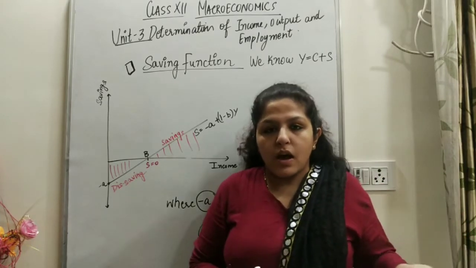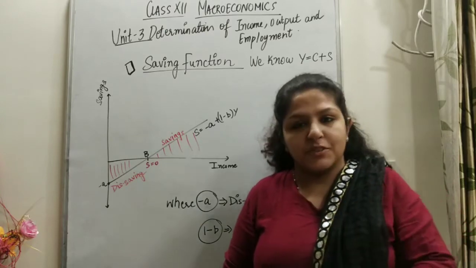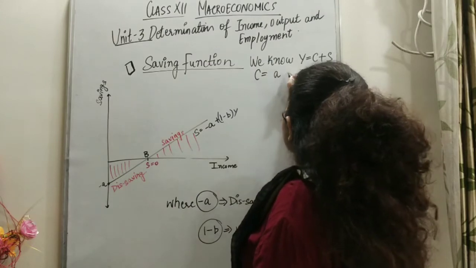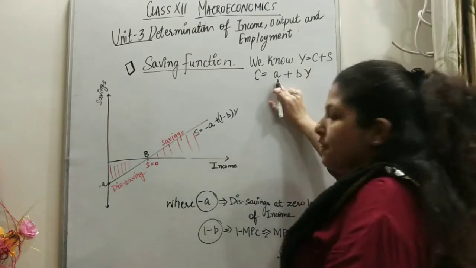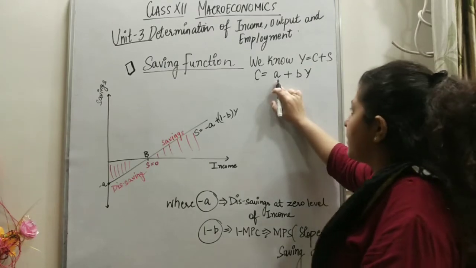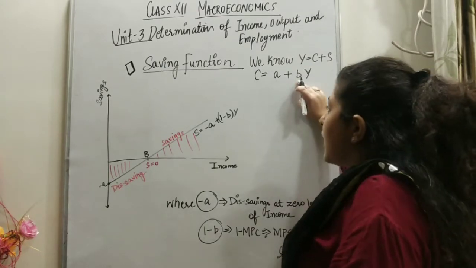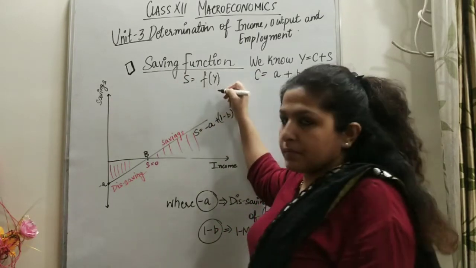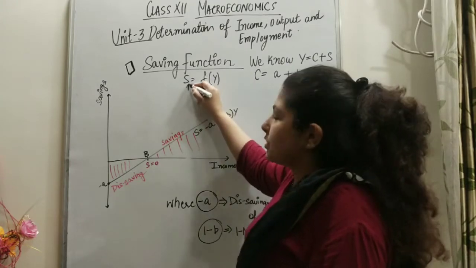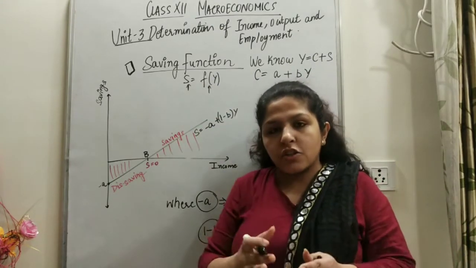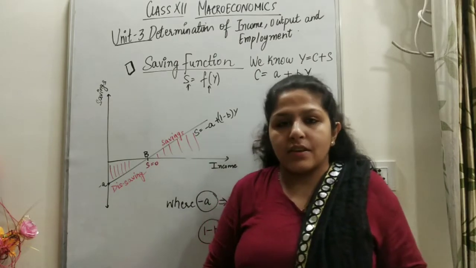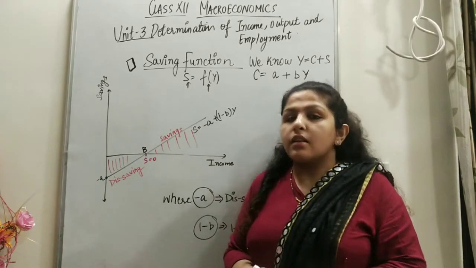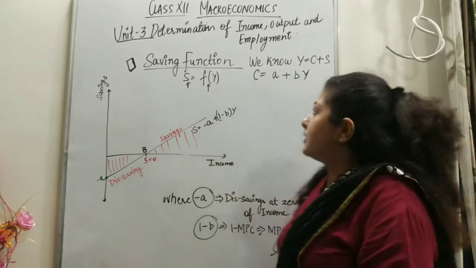In the previous video, I made you understand the consumption function, right? We know the consumption function is A plus BY, in which A was autonomous consumption that exists even at zero level of income, and B was MPC. Now here we need to derive the saving function, which says that saving is a function of income again. That means as the income increases, savings also increase, right? So the relationship between income and saving is shown by the saving function. Let's understand how the saving function is derived from income and consumption.